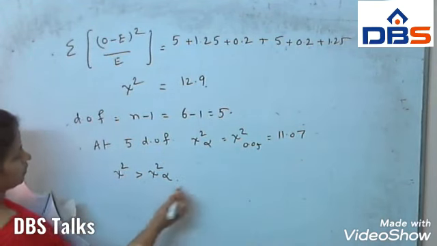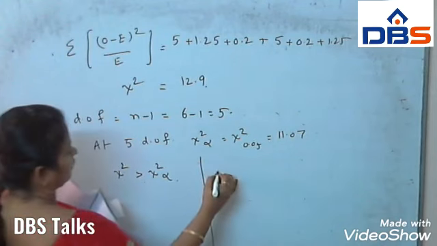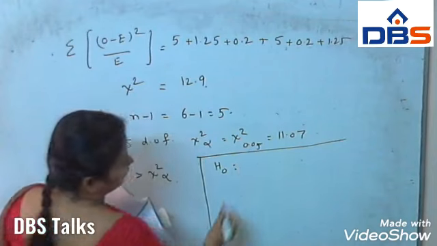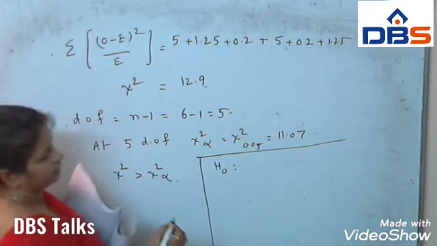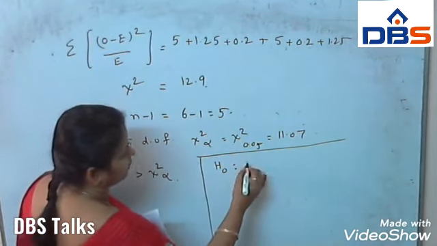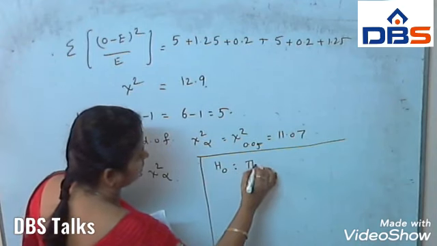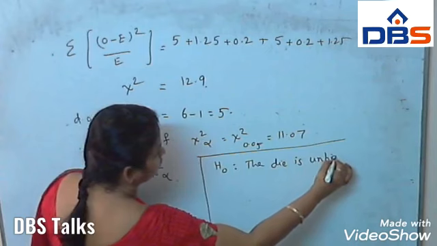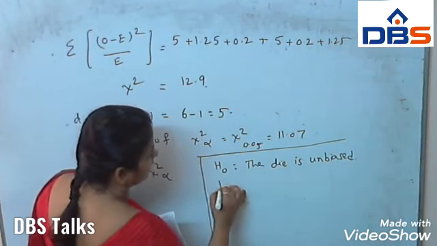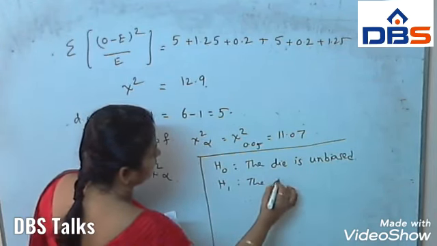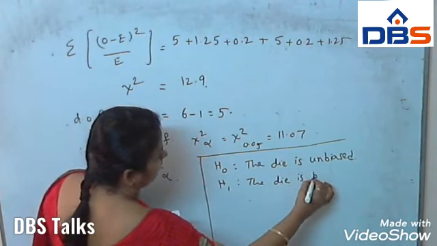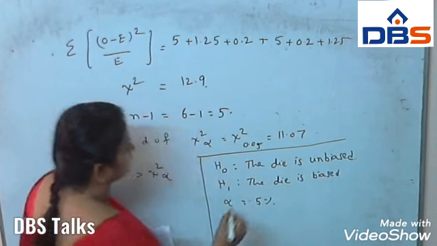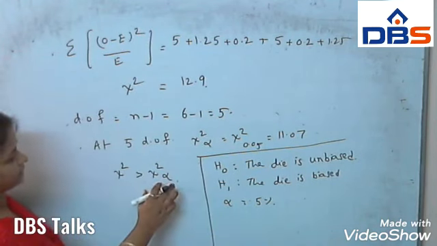So we have to first set up H naught. Now H naught, given the question, is whether the die is unbiased or not. We have to assume that the die is unbiased. H1, the die is biased. Alpha 5%.